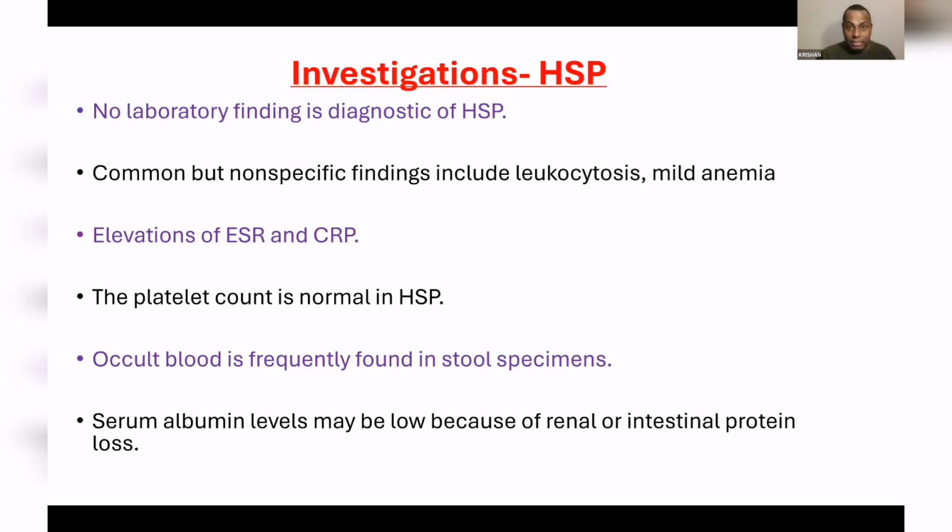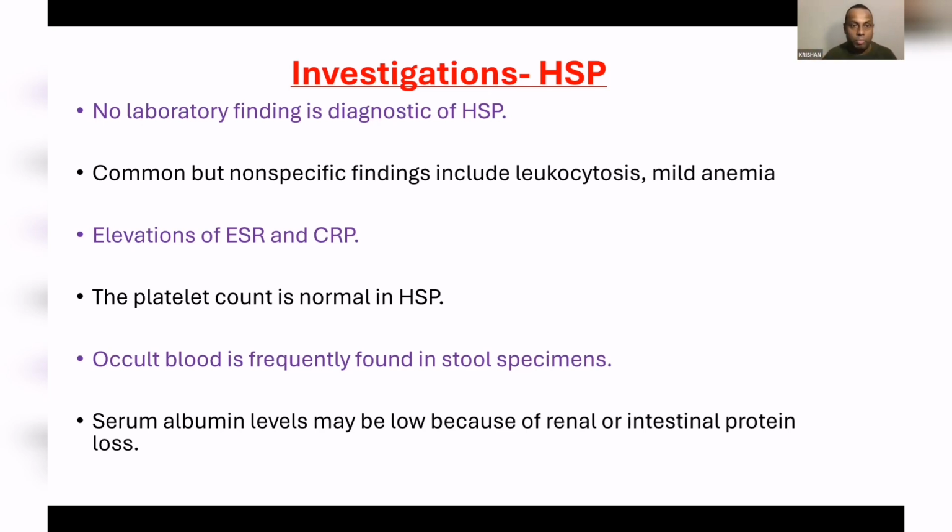Now, we go to investigations. Now, what investigations do we do? Generally, there is no specific investigation like an HSP test or anything like that, obviously. So, it's more of a clinical diagnosis. However, if you do some investigations, you might see some suggestive features. One of the examples is if you do a full blood count, it might show leukocytosis and mild anemia. And then elevated ESR and CRP is possible because this is an inflammation.